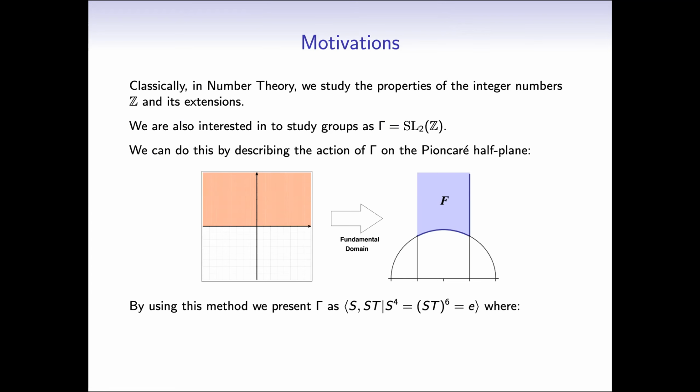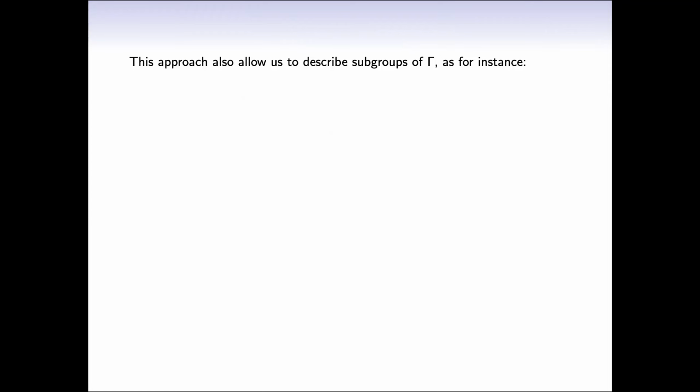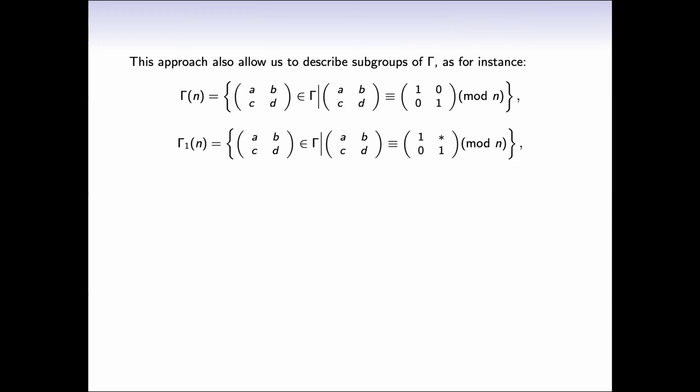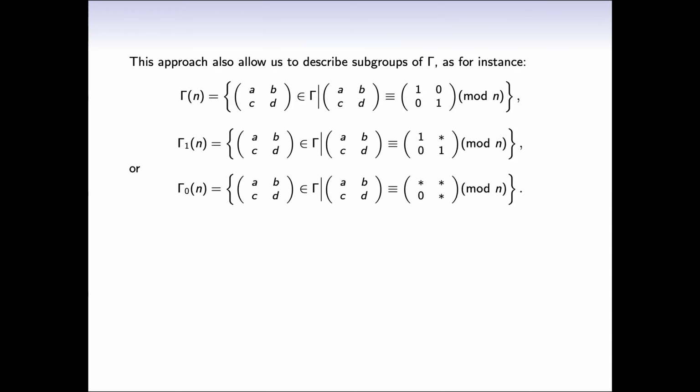By using this method, we can present Gamma as the group generated by two elements that satisfy these relations, where S and T are these matrices. By using this approach, we can also describe some congruence subgroups of Gamma, for instance, the principal congruence subgroup, the group Gamma 1, and the Hecke congruence subgroups. So I will say that this article is devoted to studying function field analogs of the Hecke congruence subgroups.